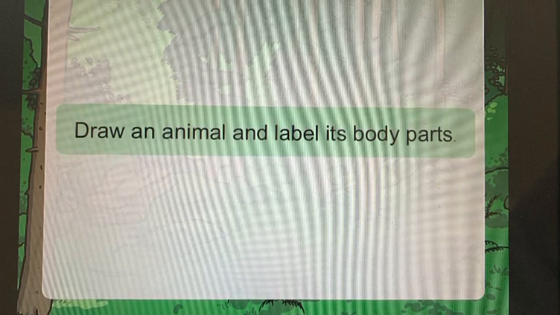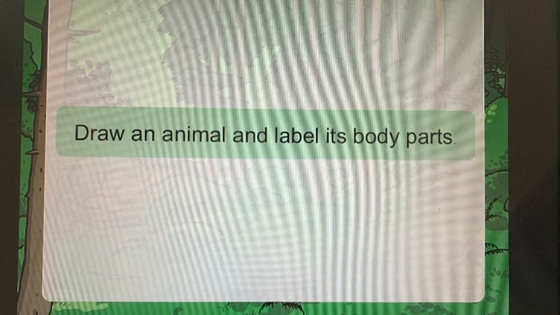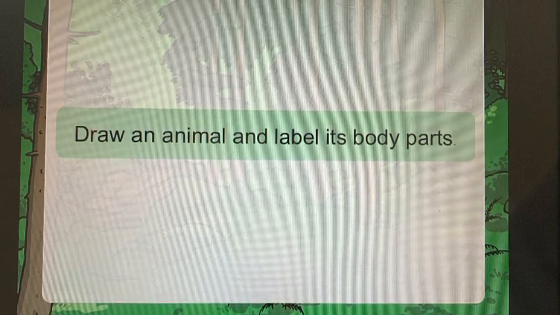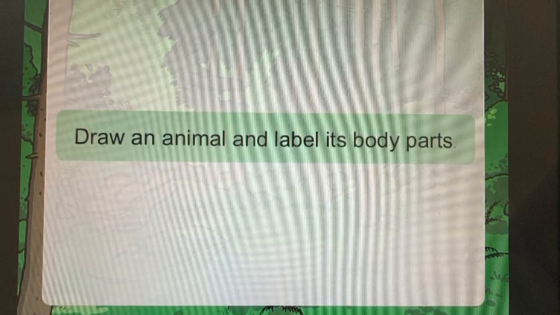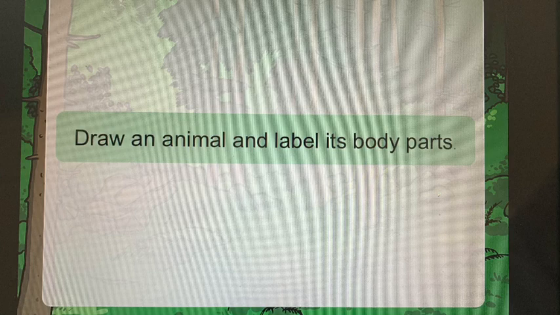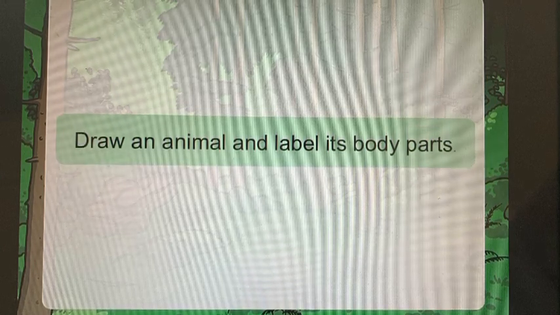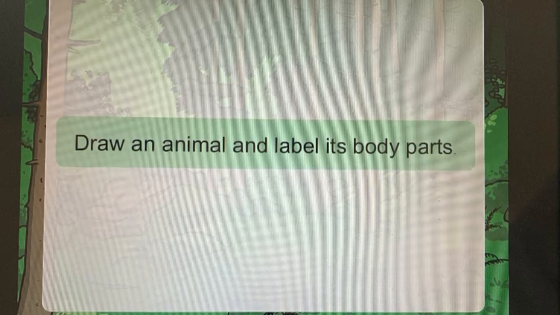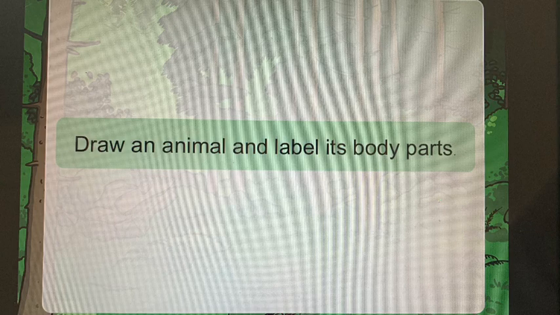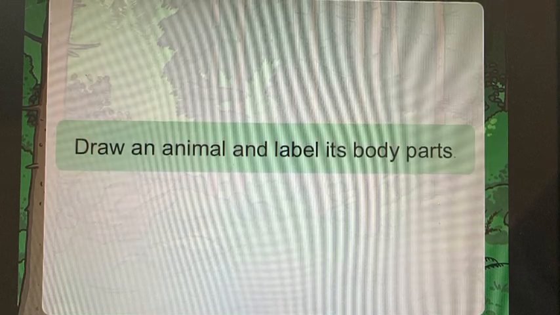What I would like you to do now is, on the website in the newsletter, there is a sheet that says draw an animal and label its body parts, but you can just do this on some plain paper. That's absolutely fine. I want you to think of an animal, maybe your favourite animal. Maybe you can look it up. I would love for you to draw a picture and label its body parts. And then you can have a think about how some of those body parts might help that animal to survive.